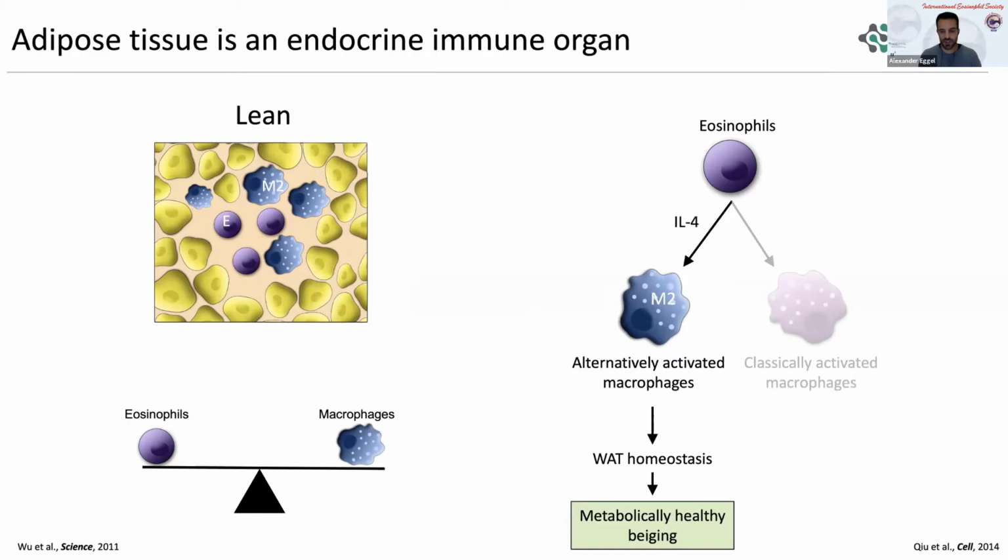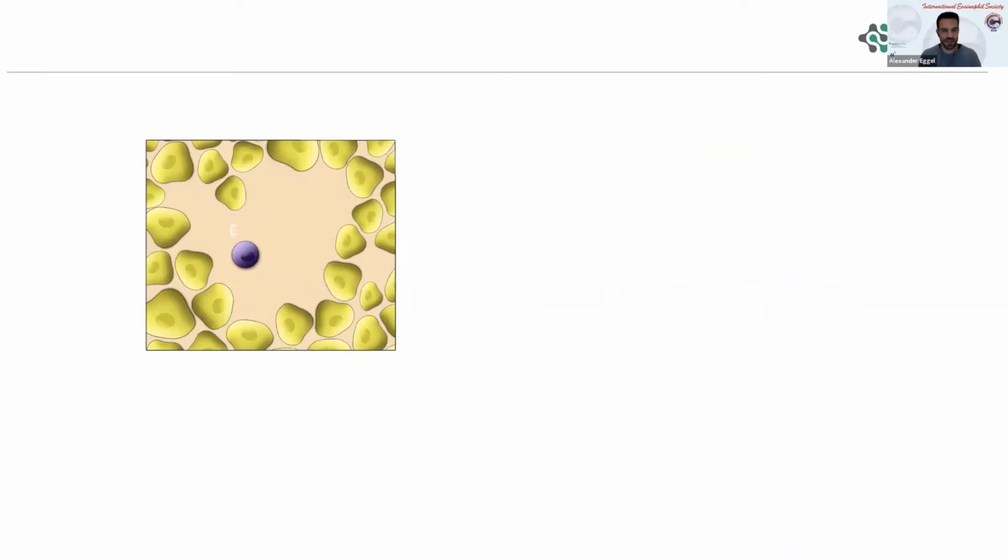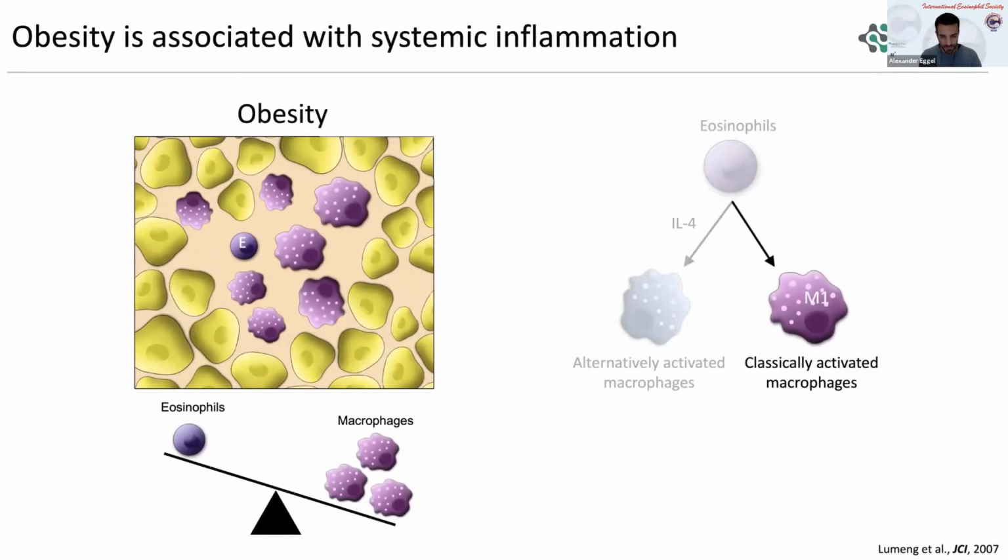Now, the picture changes completely if you go into an obesity model where, all of a sudden, macrophages expand and take over. The IL-4 from the eosinophils is no longer sufficient to keep those cells in an anti-inflammatory state. And these macrophages, they become inflammatory.